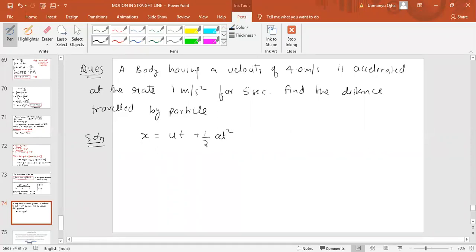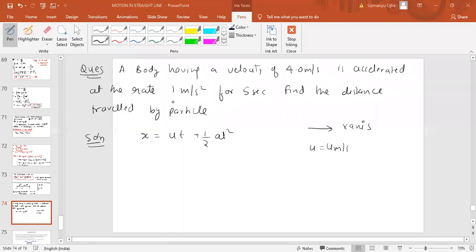Now, let us analyze this question. Here they have given the velocity as 4 meter per second. Whenever they write 4 meter per second, you have to automatically understand that the particle is moving on the x-axis, because it is plus 4 meter per second. So the initial velocity is 4 meter per second. That is the first thing you have to understand from here.